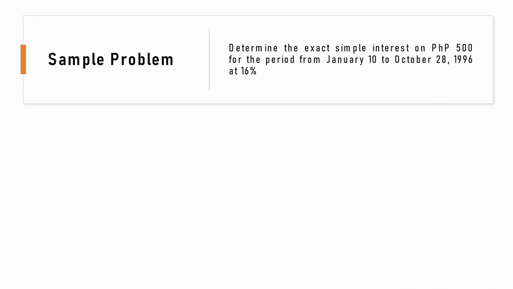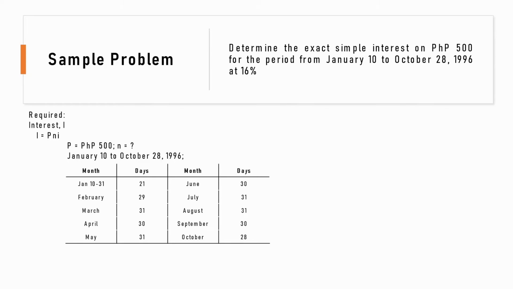Next sample problem. Determine the exact simple interest on 500 pesos for the period from January 10 to October 28, 1996 at 16%. So exact naman na problem to, na exact simple interest yung kailangan nating malaman. So therefore, kapag exact simple interest, 365 days kapag ordinary year and then 366 kapag leap year. So yung 1996, dumaan yung February dahil sa February natin dinadagdag yung leap day. So 1996, check natin kung leap year, divisible by 4. So therefore, leap year yon. So may plus 1 tayo dun sa February.